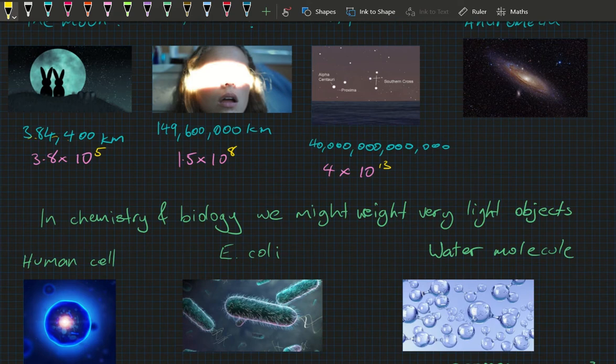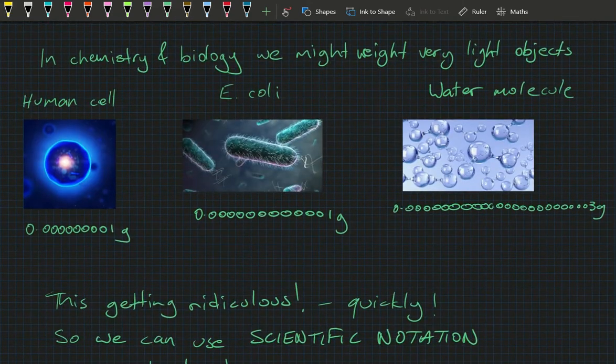So can we use some of this to write out the small? So the human cell, as you can see, our leading term is 1. I can write it as 1 times 10 to the minus 9. And this is because we have 1, 2, 3, 4, 5, 6, 7, 8, 9. So that 1 signifies the spot where we have 10 to the minus 9. Similarly for E. coli, that is 1 times 10 to the minus 12. And the water molecule is 3 times 10 to the minus 3.